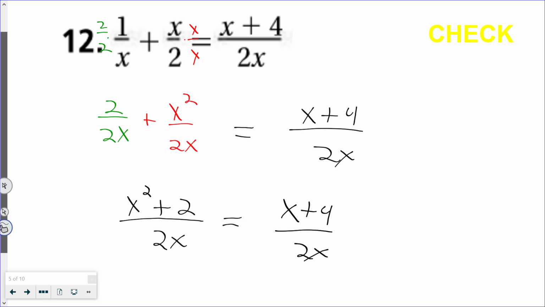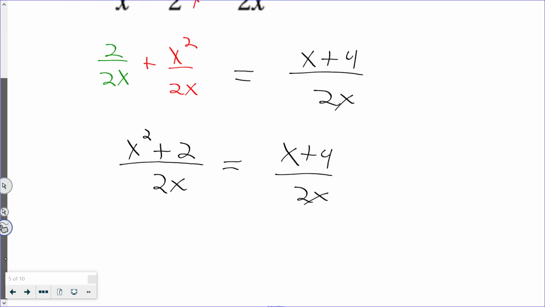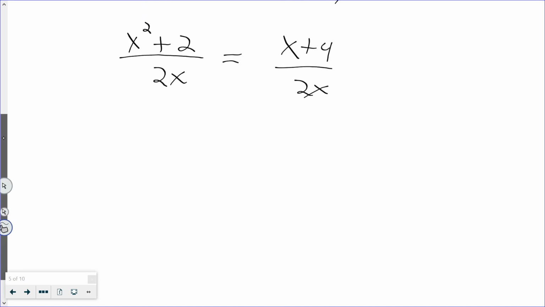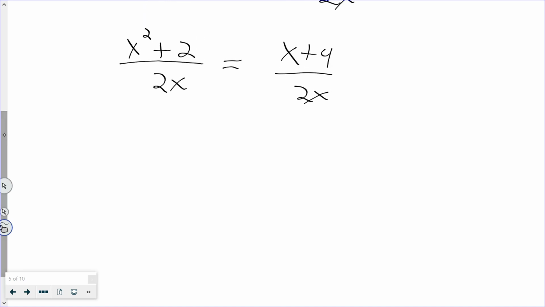Did everyone get this far? So is everyone in agreement with what we have here? All right, so then let's cross multiply. Let's see if we all got the same answer. Or is everyone done already? All right, but we're all good about this here.